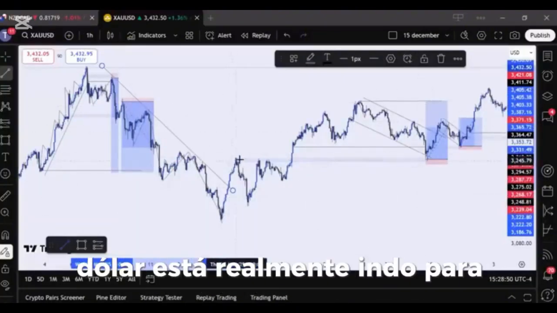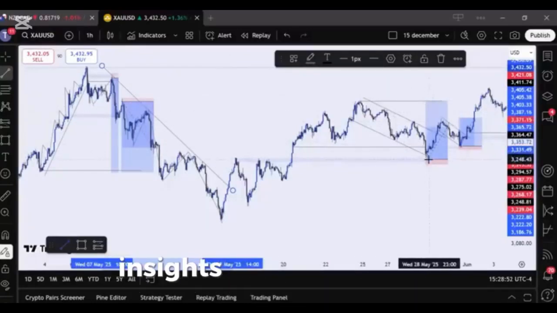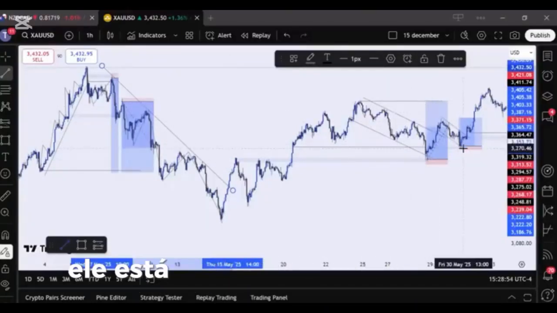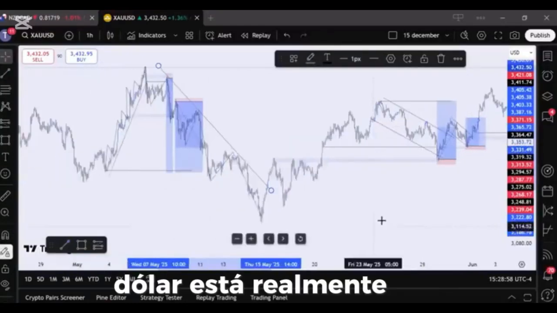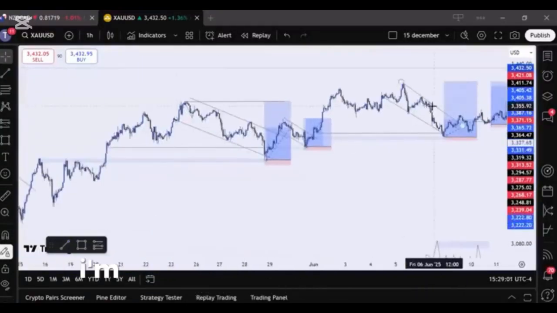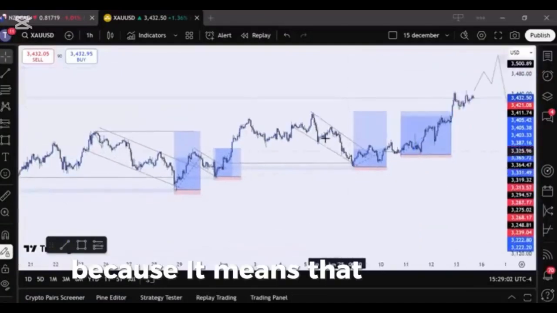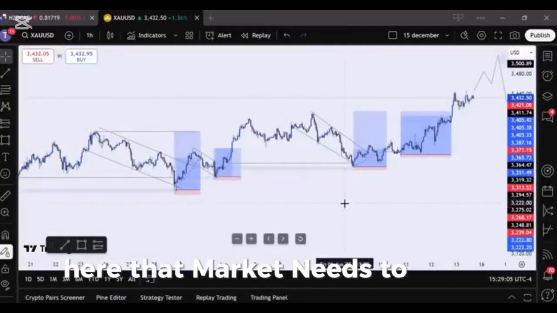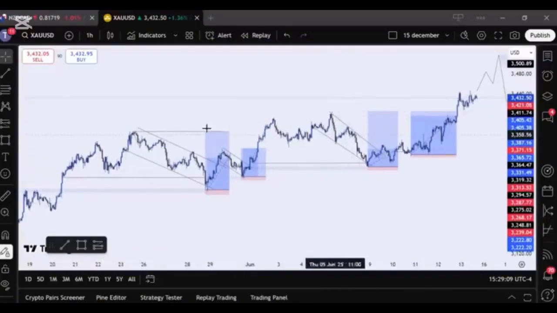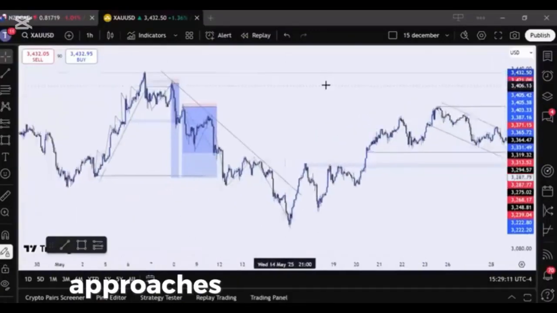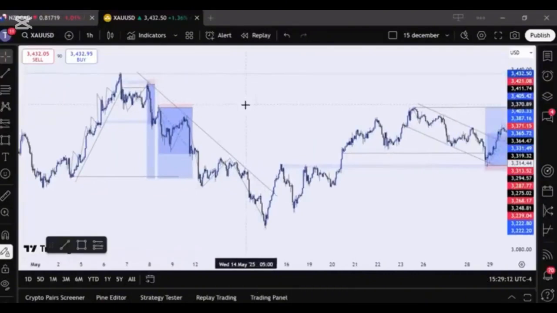If market approaches my breaker with a trend line liquidity, I'm more convinced to hold that trade. While it approaches this zone with trend line liquidity, I'm also more convinced to hold this trade, because it means that there are zones on the upside here that market needs to what? Clear. There's money laying on the upside of this chart that market needs to go and grab. So paying attention to how market approaches the point of interest will tell you the direction of the market.